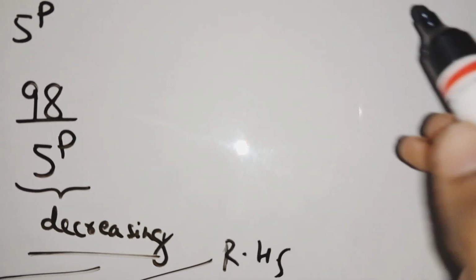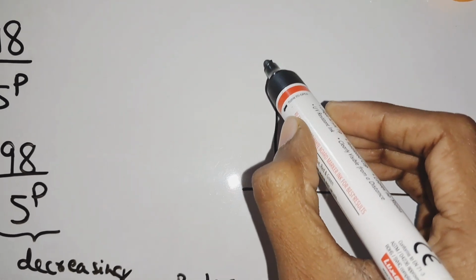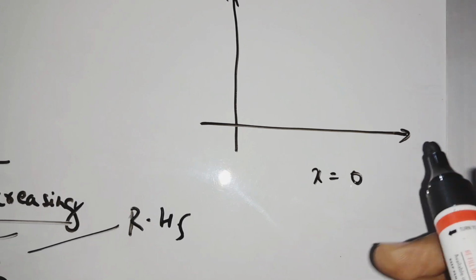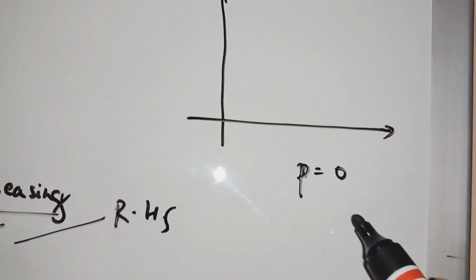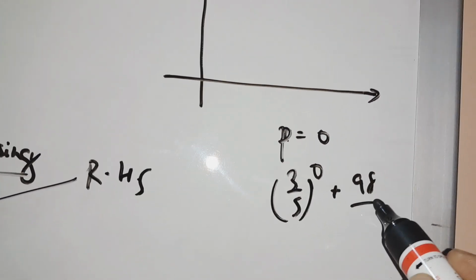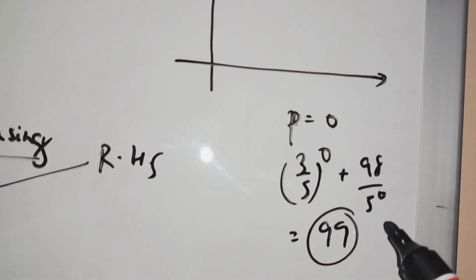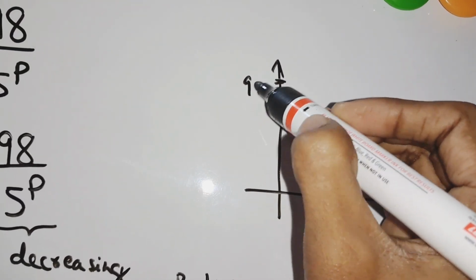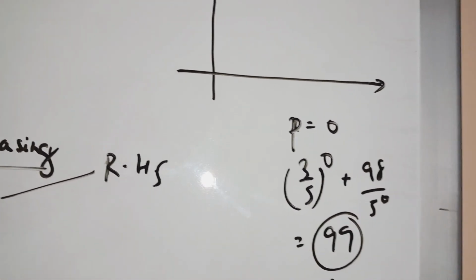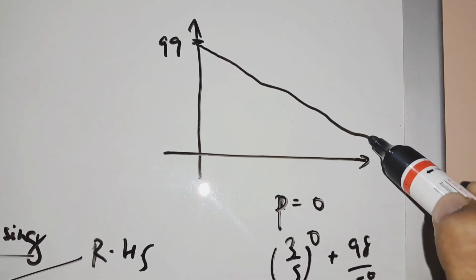Just we can graph this function, how the graph will look like. We can say that at x equals 0, or p equals 0, this function is 3 by 5 to the power 0 plus 98 by 5 to the power 0. And this is nothing but 98 plus 1, which is 99. So here something like 99. And as p tends to infinity, this will tend to 0. So our graph will look like this one.